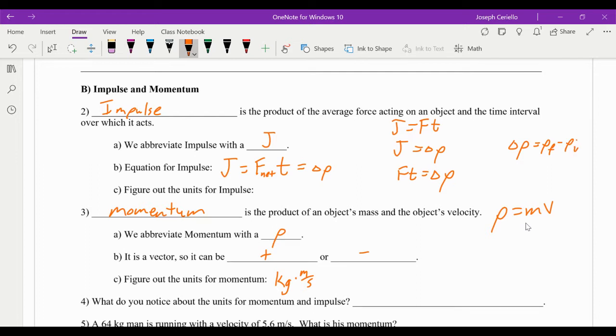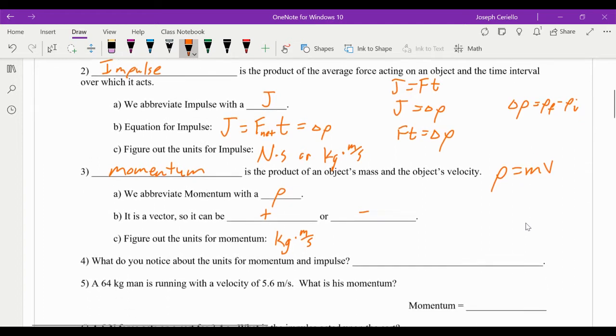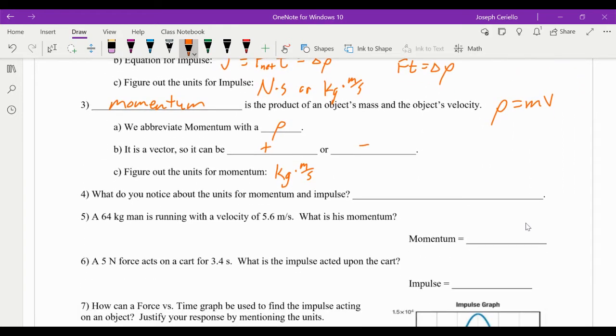Now, the units for impulse, a couple different things you could do. You could say that they are newtons times seconds, or you could say that they are kilograms times meters per second because they're also equal to the change in momentum. So the units for momentum and impulse are actually the same. And we'll actually find that momentum and impulse are really just two sides of the same coin.